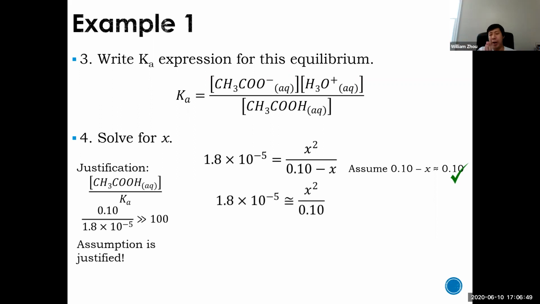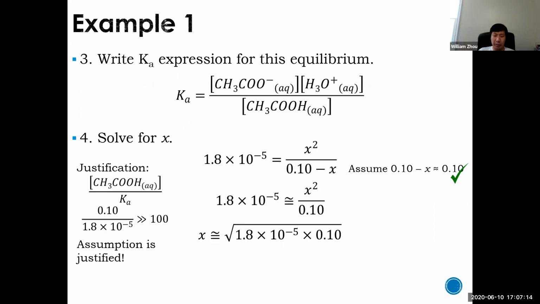So you can simplify the denominator from 0.1 minus x to just 0.1, because subtracting the small number makes no difference. It is time to rearrange and solve for x. If you just rearrange this, x is approximately equal to the square root of the Ka, which is 1.8 times 10 to the negative 5, times the initial concentration, 0.1.